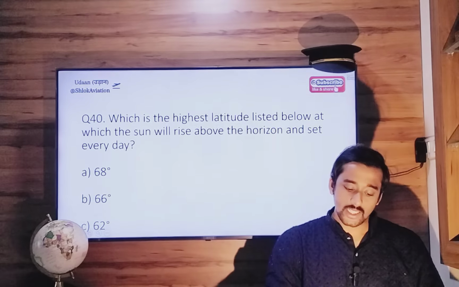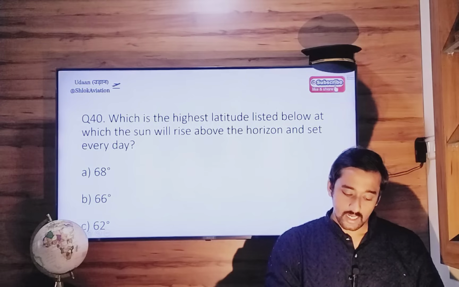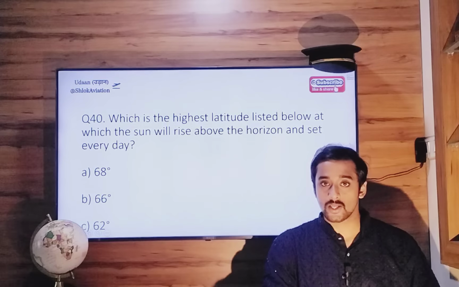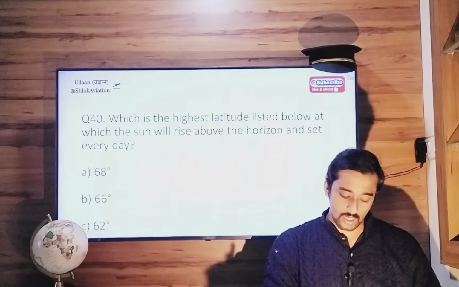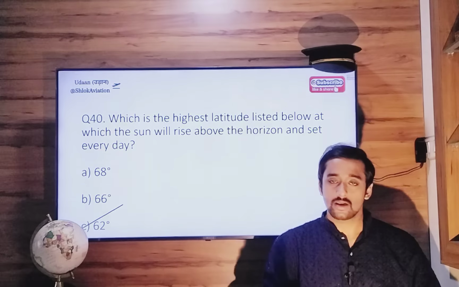Question 40. What is the highest latitude listed here at which the sun will rise above the horizon and set every day? So the correct answer is 62 degrees. Remember this value.